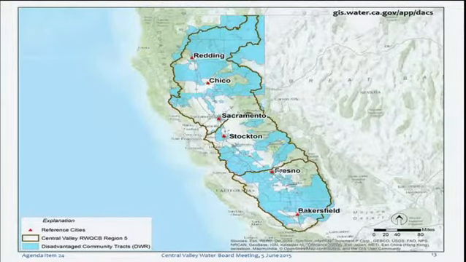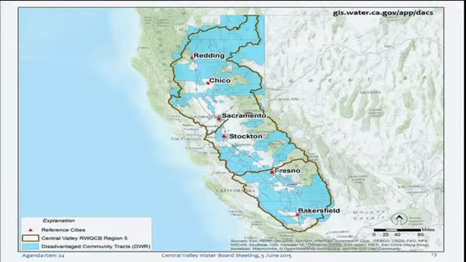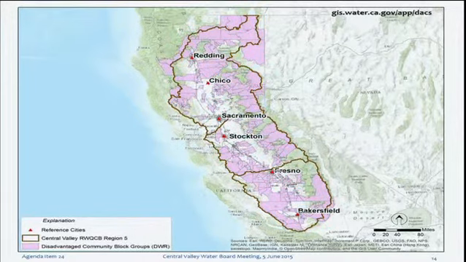So this figure shows the DWR tool defining DACs using census tracts. It indicates about 68% of our region as disadvantaged. This figure shows the DWR tool mapping DACs as census block groups, and it indicates about 64% of our region as disadvantaged.